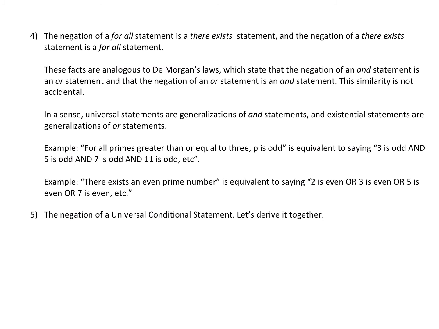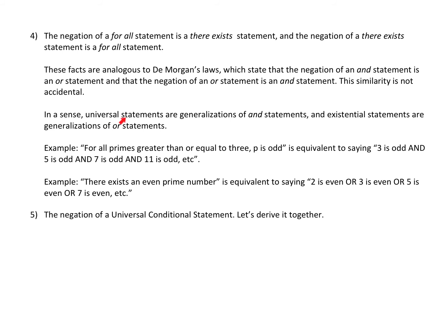All right, so I hope you noticed the negation of a for all statement is a there exists statement, and the negation of a there exists is a for all. And those facts are analogous to De Morgan's laws. Remember, De Morgan's laws said that the negation of an and statement is an or statement, and the negation of an or is an and. And this similarity is not accidental.